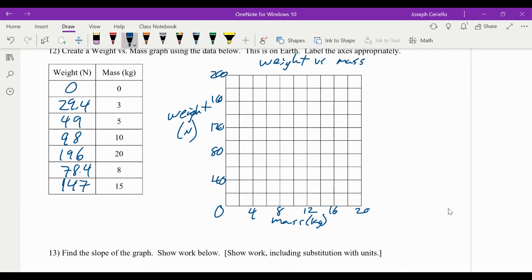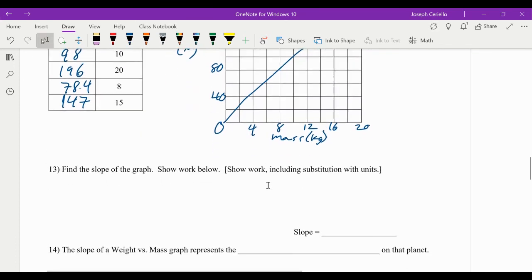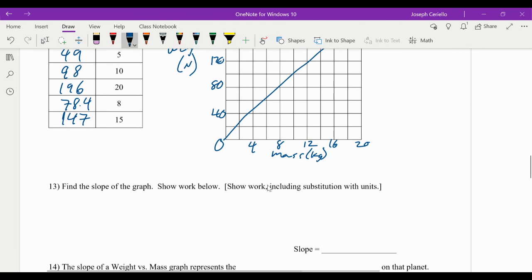All right. And then you're going to plot your data and you're going to get some sort of slope. Great. Find the slope or draw the slope, line of best fit. You have to have a line of best fit. So find the slope, show the work below. So when you do the slope, you should do slope equals rise over run. Don't use your data points, please. You don't know if your data is perfect. In this case, it is perfect, but you don't know if it's always going to be perfect. So you have to do rise over run using your data points.